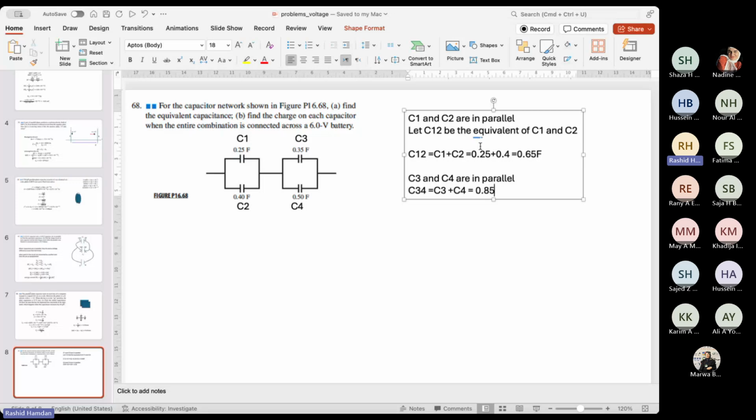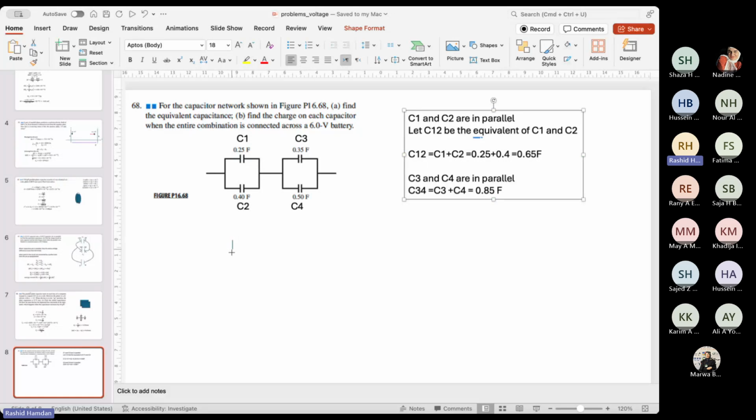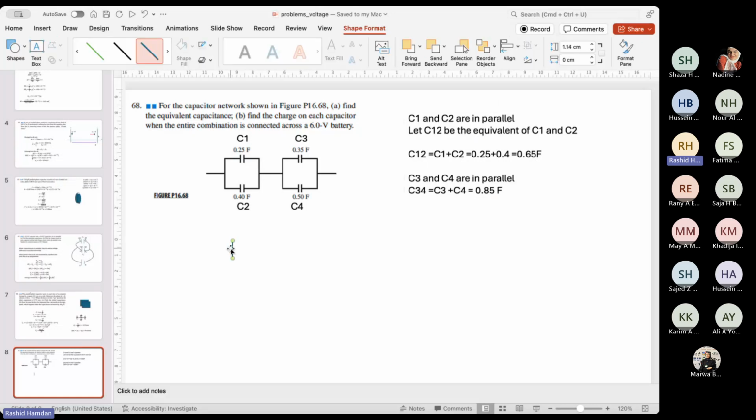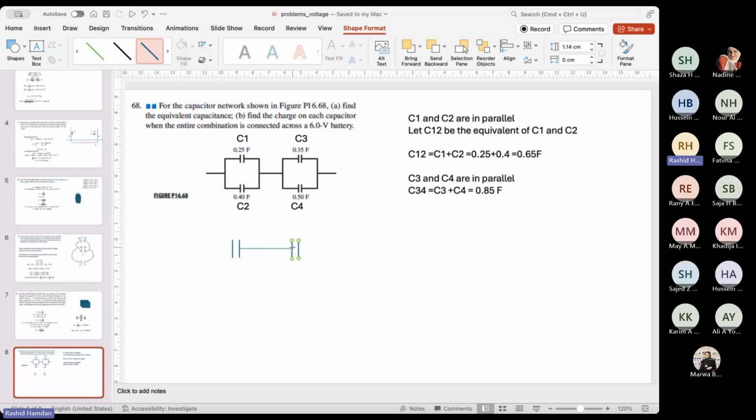0.85 farad. Okay. Now how did the circuit become? Let me draw the circuit again. So in place of C1 and C2, I now have one capacitor, which is C12, and in place of C3 and C4, I have C34. There is this connection between them. So I have now the connections. So I have the connection from here to here, and I have the connection that goes to the battery.